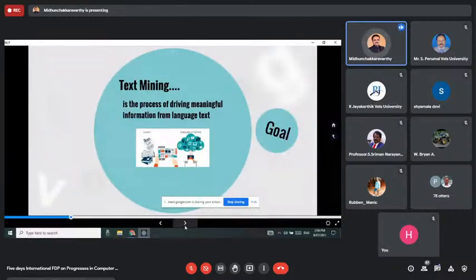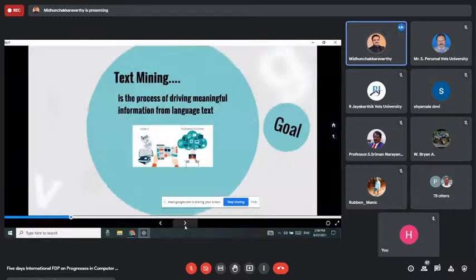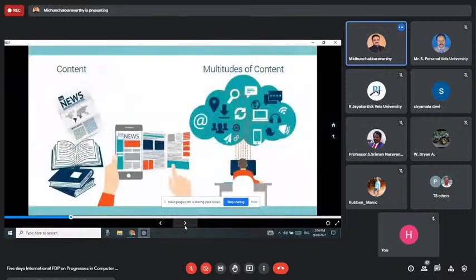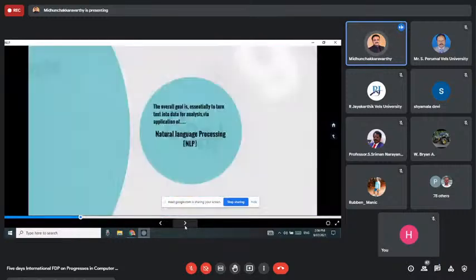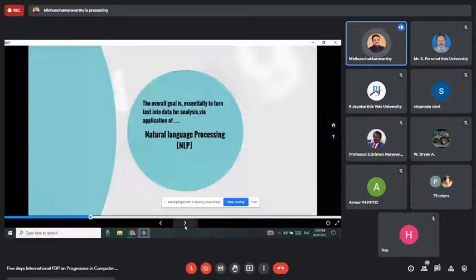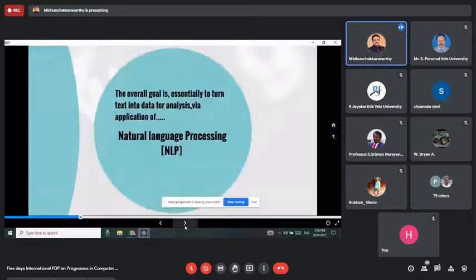So this is one set of examples I just gave. There are a lot of examples. If you get into text mining exclusively, you will learn all those. This is what I was talking about. The overall goal is essentially to turn text into data for analysis. So whatever we speak, read, type, or search, all that information, we may not use proper English, we may not use proper spellings.